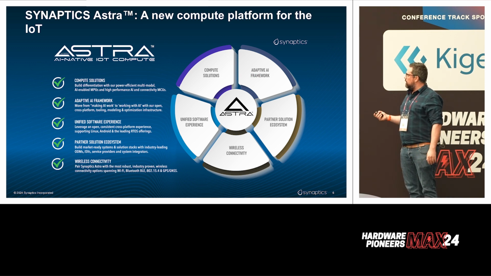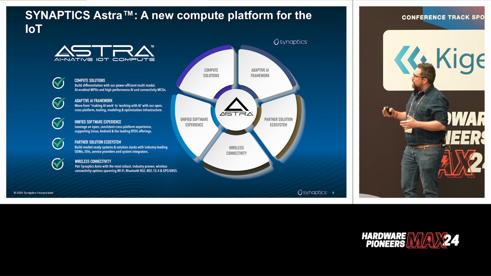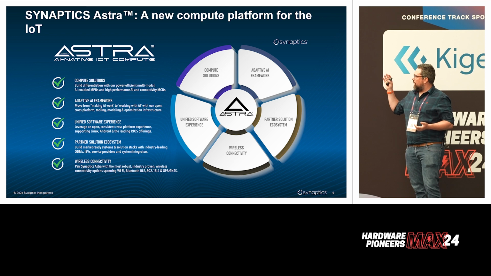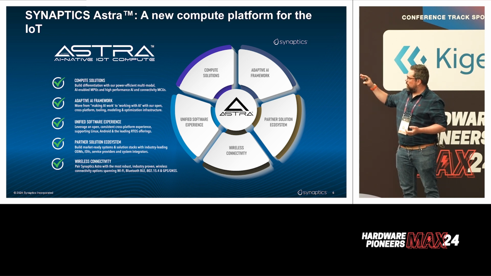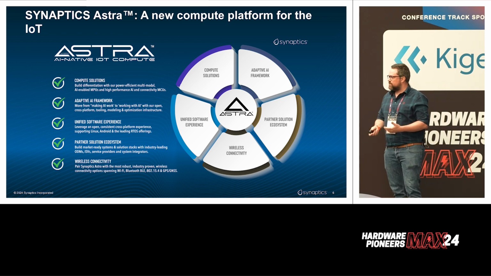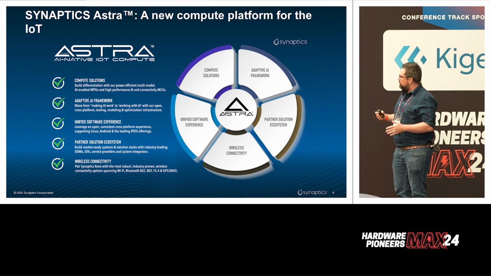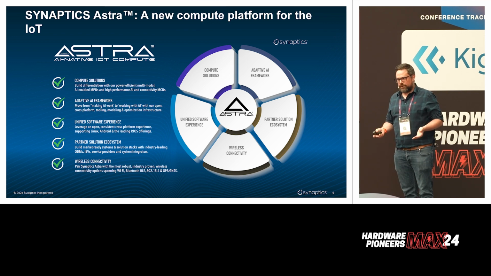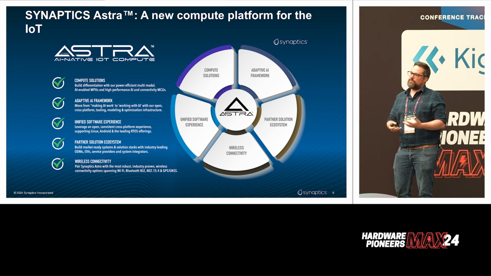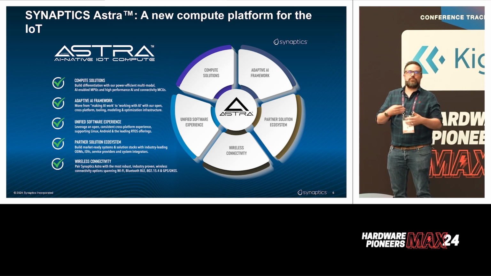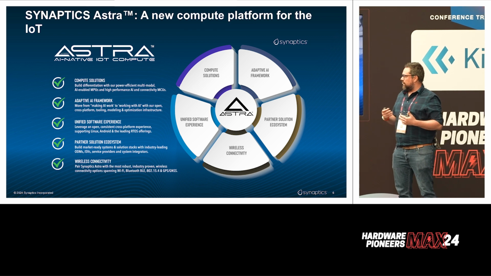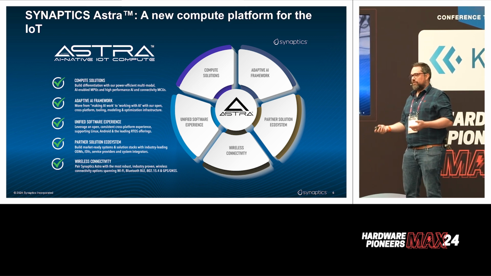So our new Astra compute platform for IoT is based on 5 fundamental pillars. First, we have all the compute solutions. We have various NPUs and MCUs to be used for your application. We try to have an adaptive AI framework that works with all our chips. So once you develop something for our solution, you don't need to relearn and redo everything from scratch. Our goal is to make AI work for you rather than you working for AI.